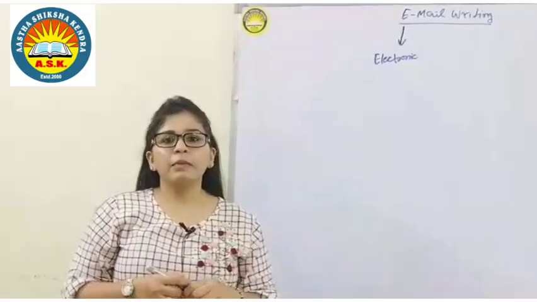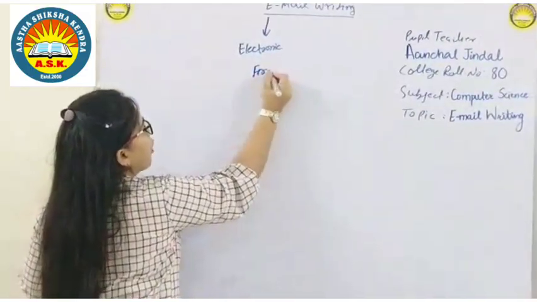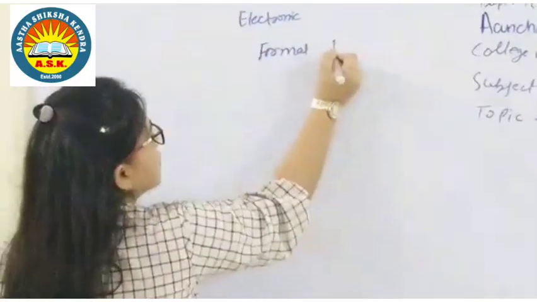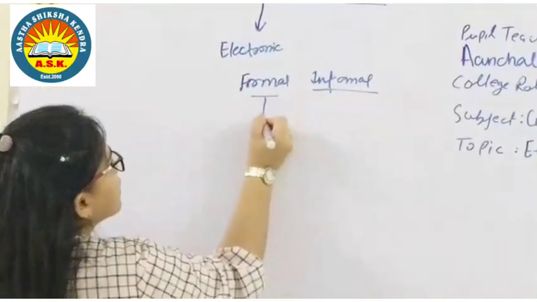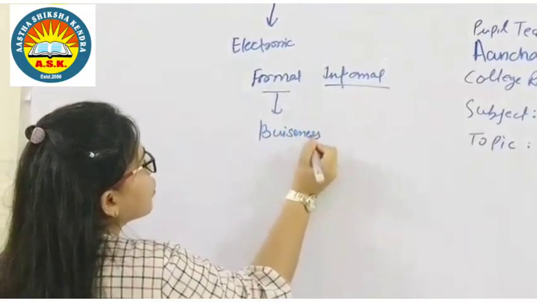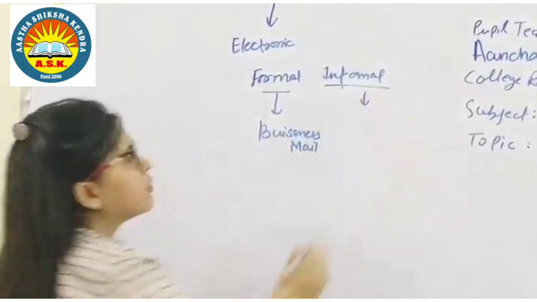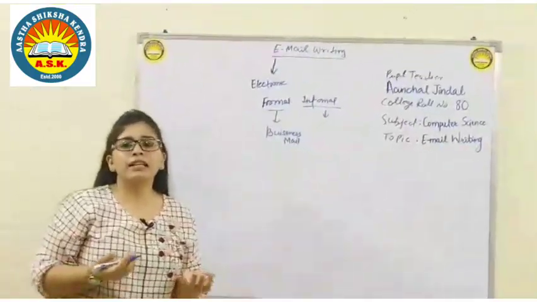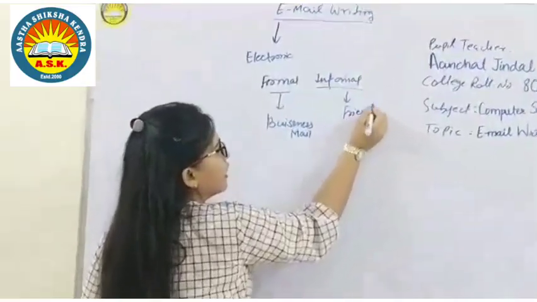So email can be of two types: formal or informal. Formal mail is basically used in business mail. Business mail is what we send to the high authorities or your teachers, basically in the company, etc. And informal mail is sent to friends or relatives.